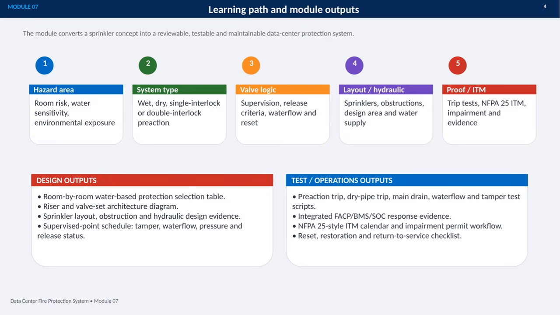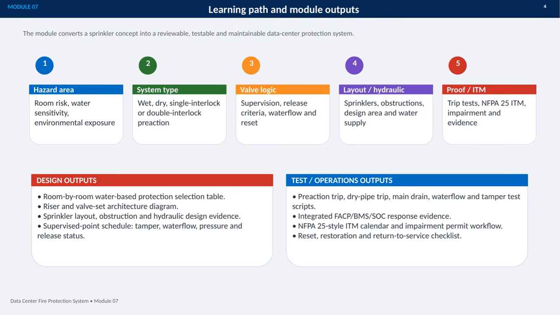The learning path follows 5 connected decisions. First, we define the hazard area by considering room risk, water sensitivity, and environmental exposure. Next, we select the system type, whether that is wet, dry, single-interlock preaction, or double-interlock preaction. We then establish valve logic, including supervision, release criteria, water flow, and reset.